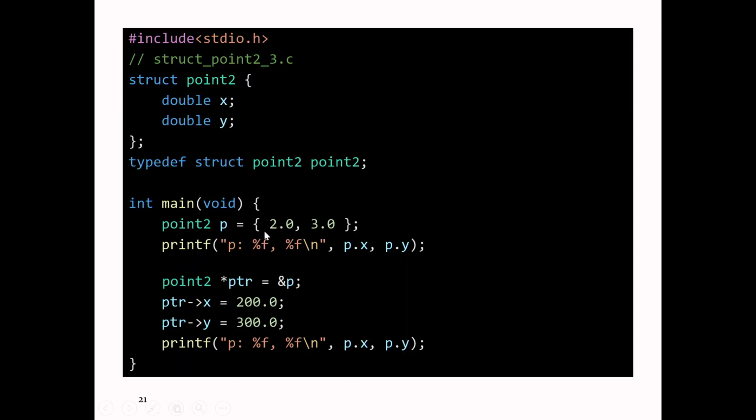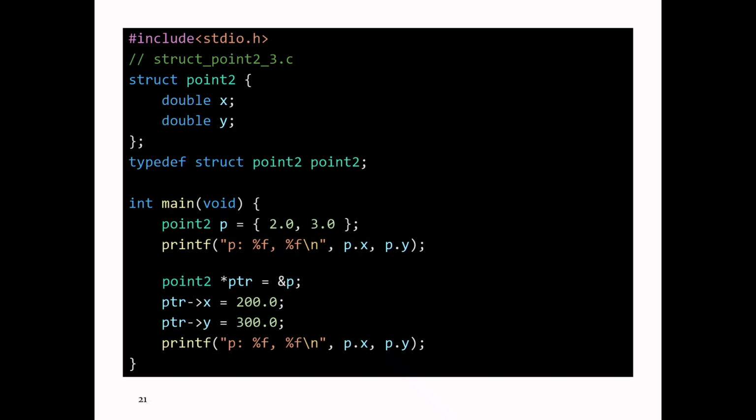So here's ptr, a pointer to a point2 object. So it's a pointer to a structure. I can take the address of p and store that in the pointer. So in other words, ptr points to that struct object right there. If I want to change the values of the members of that object using the pointer, I write ptr hyphen greater than x equals 200, and then ptr arrow operator y equals 300.